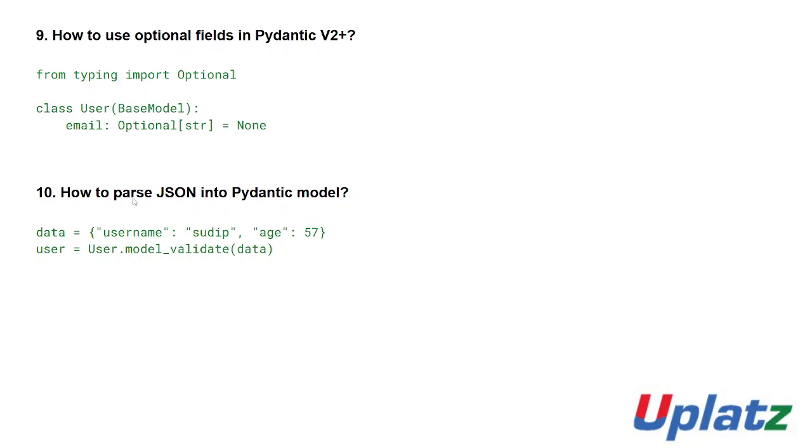10. How to parse JSON into a Pydantic model. data = {"username": ..., "age": 57}. user = User.model_validate(data).